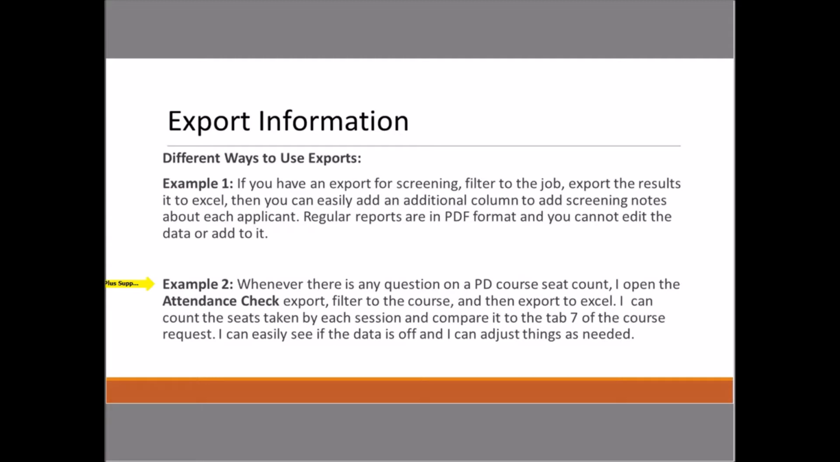Another example of how I use exports: anytime anybody emails support about an issue with the PD course and the seat counts, I go straight to that attendance check report, and I open it up and filter it to the course, and then I dump it into Excel, and I can easily look at all the different sessions and see who's enrolled, who's not enrolled. I can tabulate and count all the different seats, and then I can see if the seat count data in this file is the same as what's on my course request on tab 7. And if it's off, I can tell that something's wrong, and that's probably why things aren't working anymore, because the seat count's not right. And I can use that data to go in and adjust things.